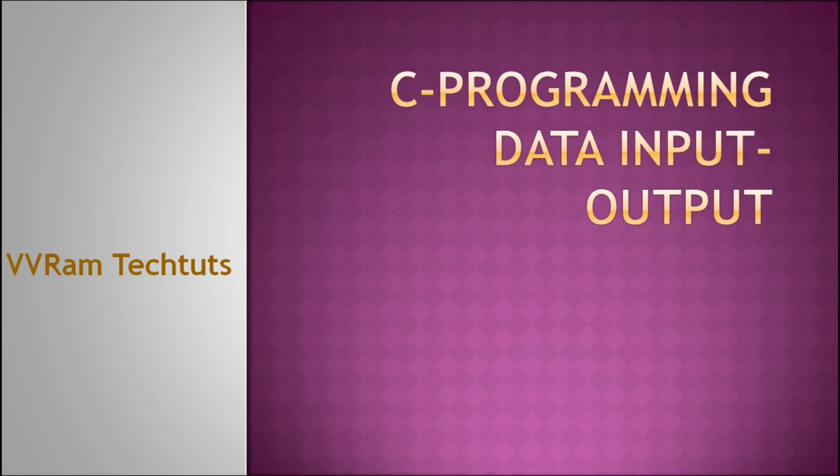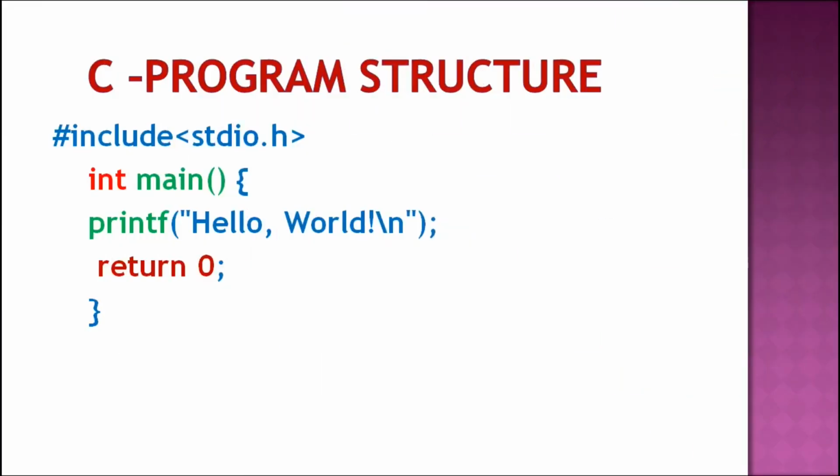In this video, we will learn C programming data input and output, and it is our C program structure. If we see here, we included the standard input output header. Basically, standard input is where we give the input from our keyboard and mouse, whereas the output will be printed on our screen, and these will be the types of output.